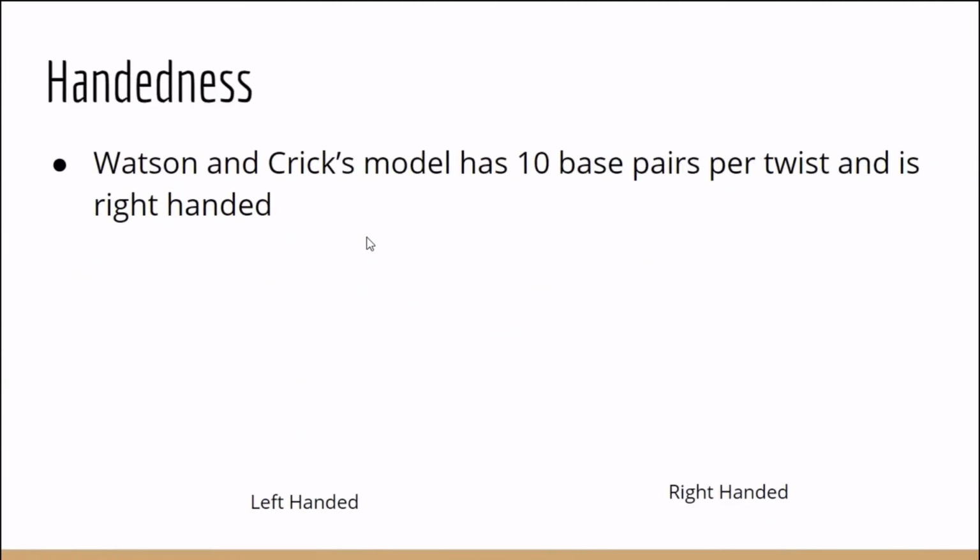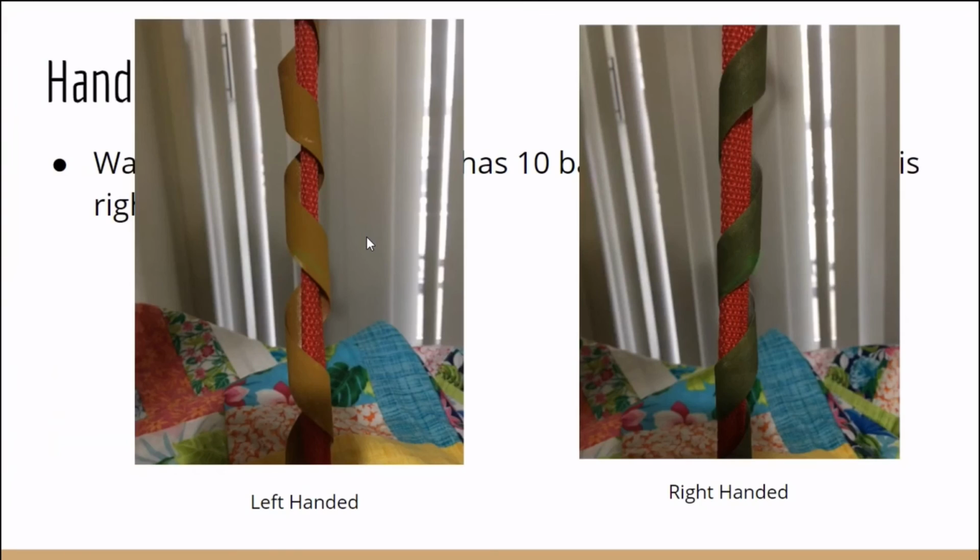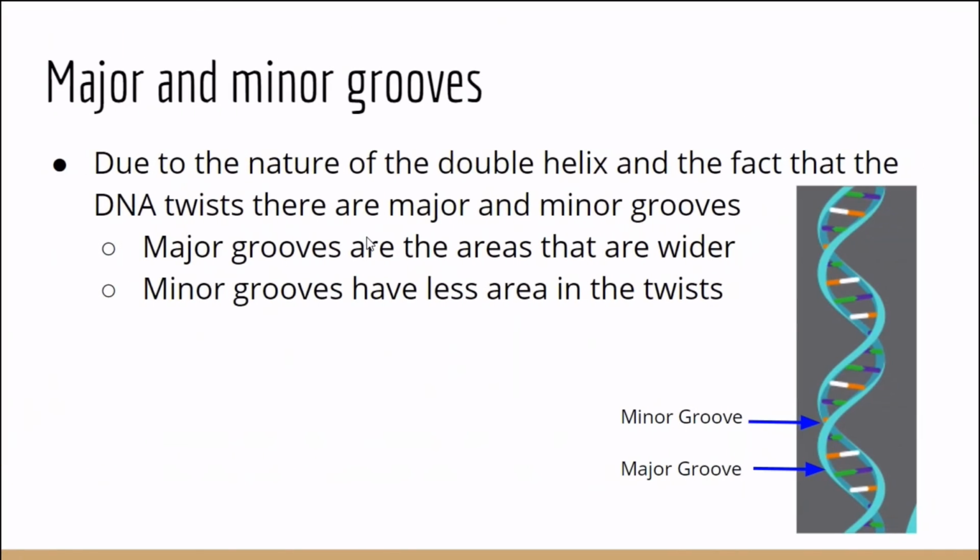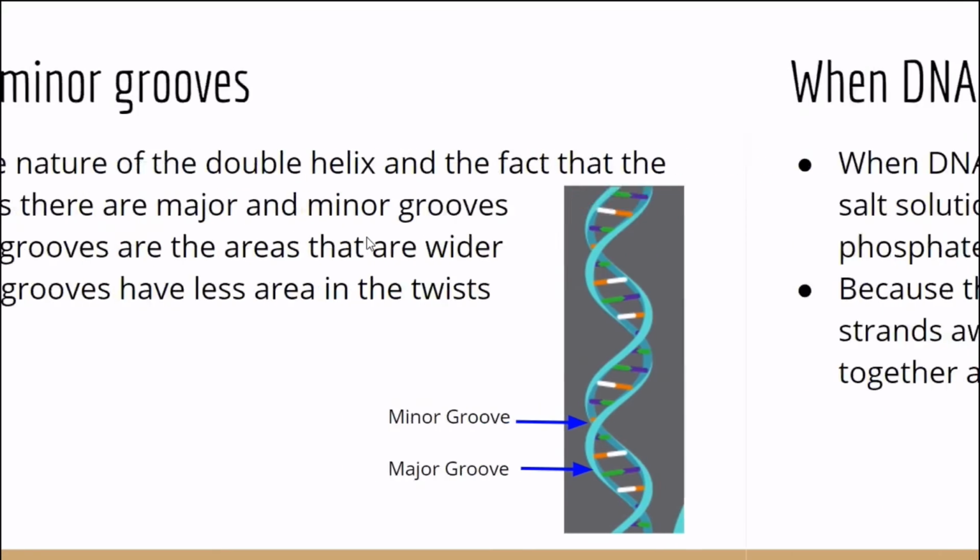Watson and Crick's model has 10 base pairs per twist and is right-handed. You can see the difference between left-handed and right-handed. The accepted model is right-handed, so it twists up and to the right. There are major and minor grooves in DNA. Major grooves are the areas that are wider in the twist, and minor grooves have less area in the twists.